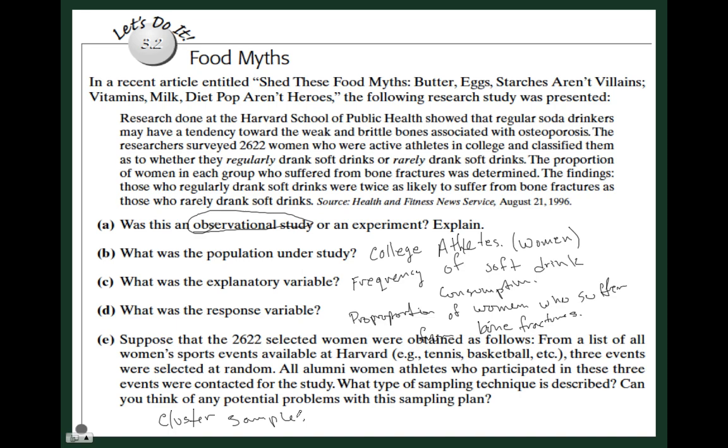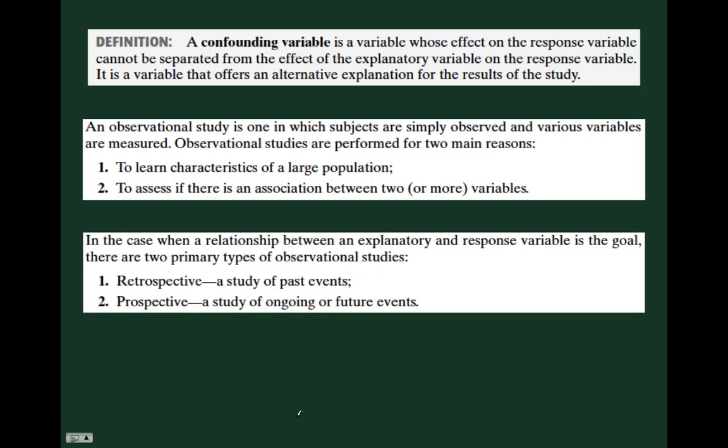Well, I don't really know per se, but just the fact that that's possible can taint the results of our study. So let's talk about confounding here for a minute. A confounding variable is a variable whose effect on the response variable cannot be separated from the effect of the explanatory variable on the response variable. It is a variable that offers an alternative explanation for the results of the study.